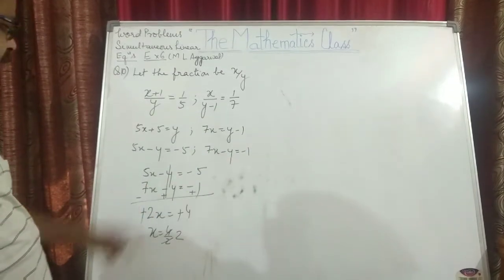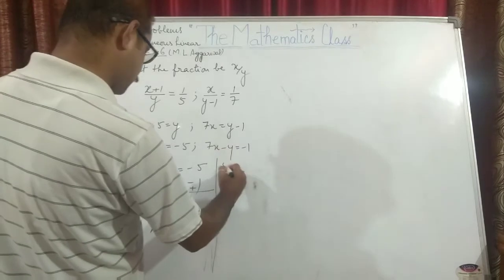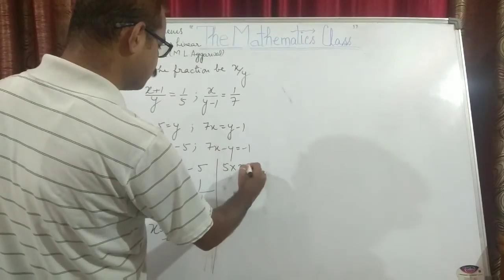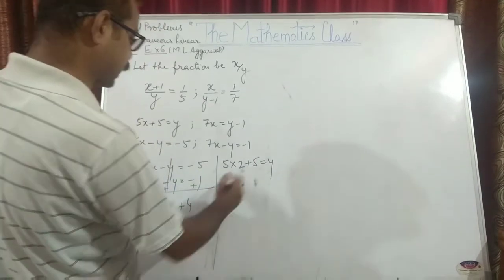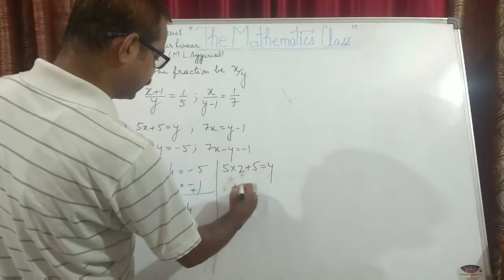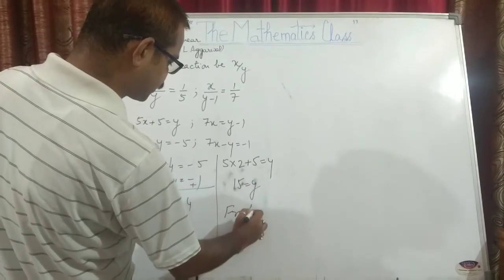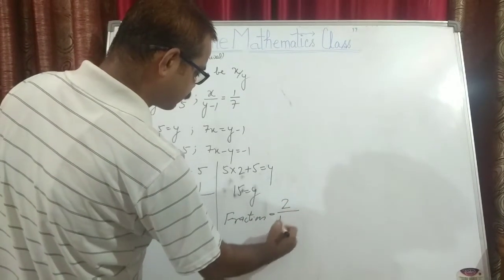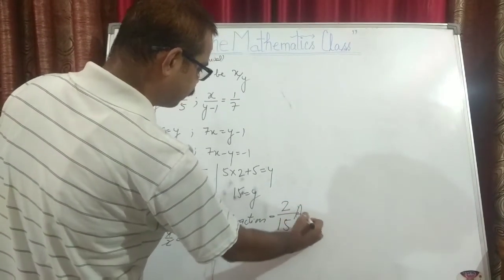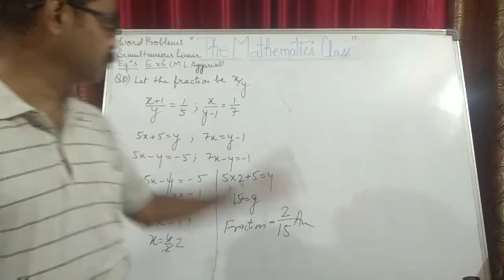You can substitute anywhere. Let's say we substitute in the first equation. So 5 into 2 plus 5 is equal to y. 10 plus 5 is 15. Y is equal to 15. So the fraction will be x upon y. X is 2, y is 15. That is the final value. This was the 10th question. I hope this is understood.